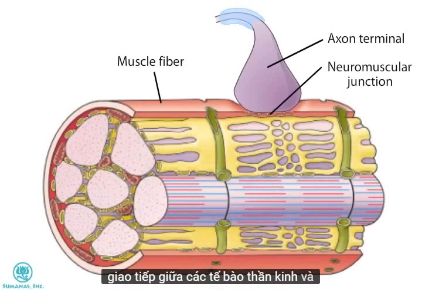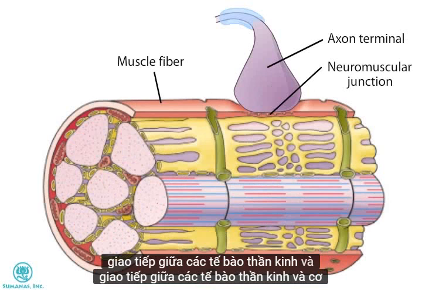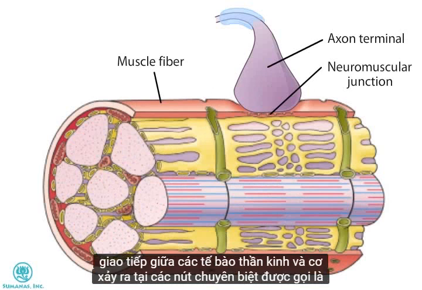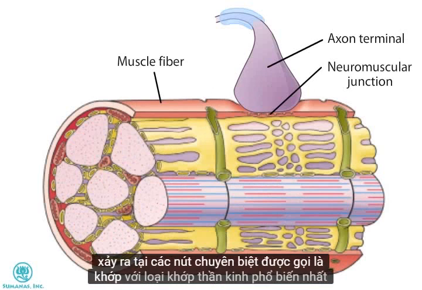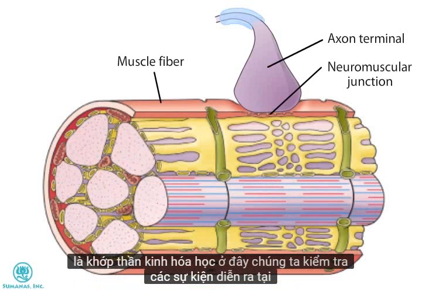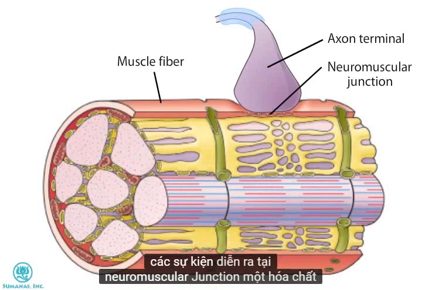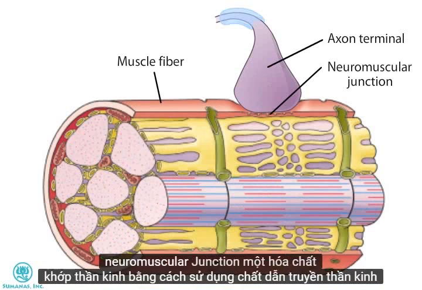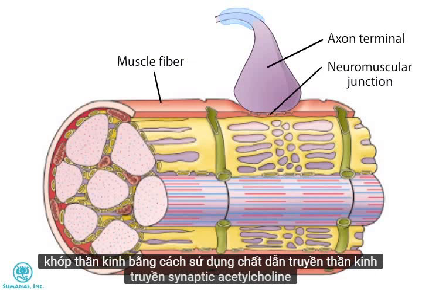Communication between neurons and communication between neurons and muscle occurs at specialized junctions called synapses. The most common type of synapse is the chemical synapse. Here, we examine the events that take place at the neuromuscular junction, a chemical synapse using the neurotransmitter acetylcholine.